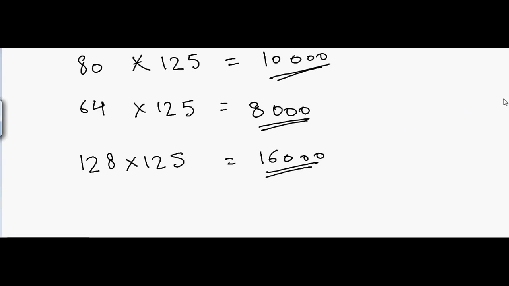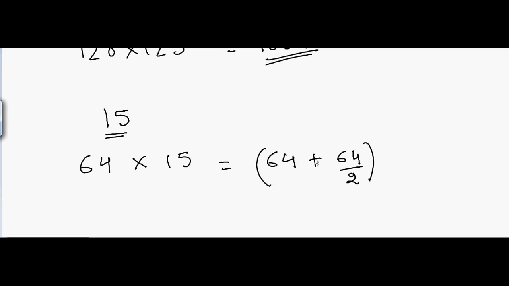Now let's go to multiplication by 15. In case of 15, this is a little different. Suppose we have 64 and want to multiply it by 15. In this case, I will take 64 and then add 64 divided by 2 to it, and then multiply by 10. So that will be equal to 64 plus 32 into 10, and that's equal to 96, right? So let's do it quickly.